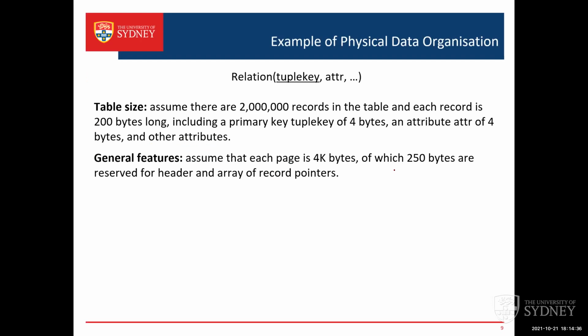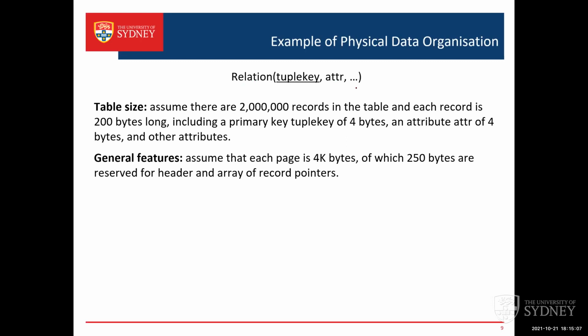So let's make some assumptions regarding the table that we will have, so that we can make some calculations as well. Let's say we have a table called relation. Here we have a tuple key and some attributes. Two attributes are shown here. The tuple key is underlined, which simply means it is a primary key, so it has some properties: it should be unique. Attribute is a normal attribute, not a key, so it can be repeated.